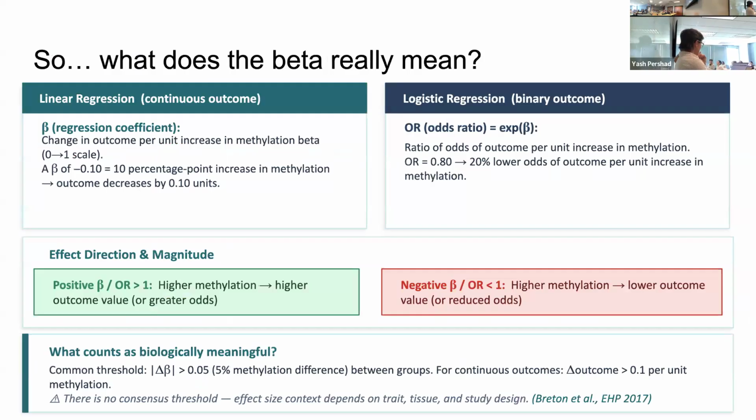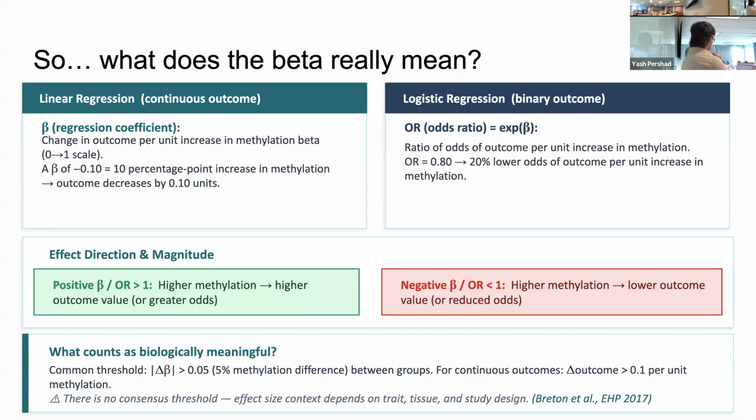So yeah, I think this is sort of similar. If you're familiar with regression, it's not that groundbreaking, but you'll get a beta regression coefficient, which is basically the change in the outcome unit per increase in methylation beta. So let's say if you have a negative 0.1 beta, then a 10 percentage point increase in methylation will decrease your outcome by 0.1 units, for linear regression. And for logistic regression, if you have an odds ratio of 0.8, then that is a 20% lower odds of your outcome per unit increase in methylation.